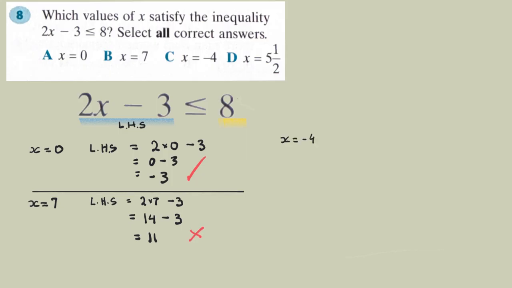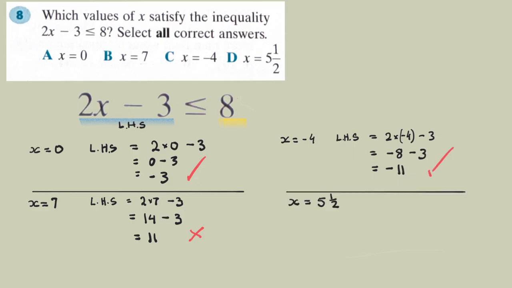And when x is equal to negative 4, the left-hand side will be equal to 2 times negative 4 minus 3, which is minus 8 minus 3, and that is minus 11. Minus 11 is less than 8, so this inequality is satisfied.